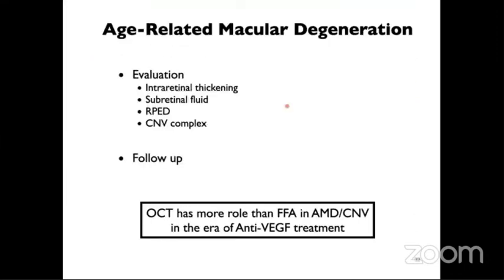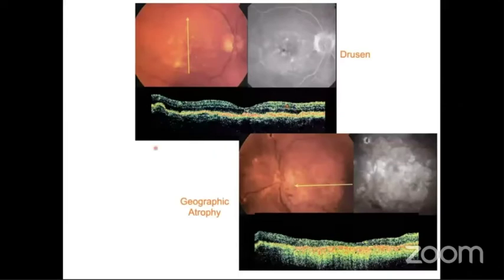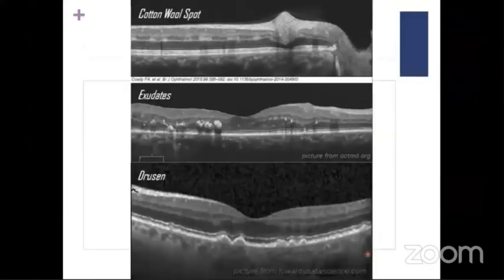So then the role of OCT in ARMD. You can see here there is a subretinal deposition of drusen. So on OCT, you can see there are elevations in the retinal pigment epithelium with hyperreflective material suggestive of drusen. This is a case of geographic atrophy on OCT showing retinal thinning.